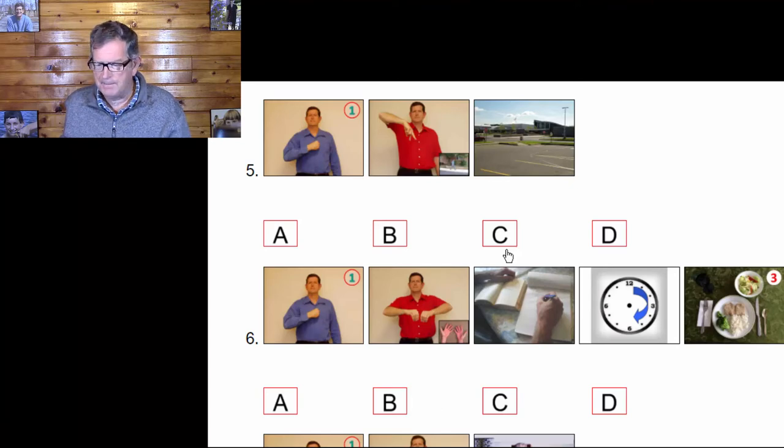One more time. A. ¿Cómo vas a la escuela? B. ¿Qué vas a la escuela? C. ¿Con quién vas a la escuela? D. ¿A qué hora vas a la escuela? A, B, C, o D.